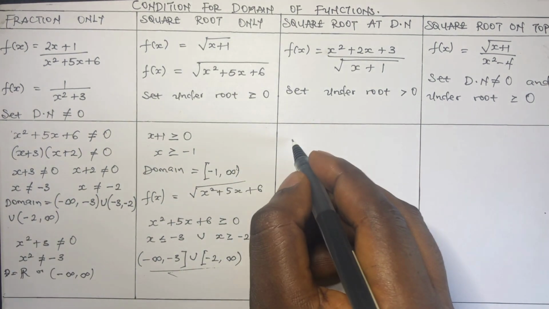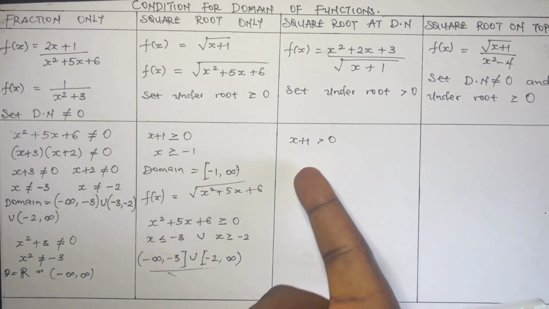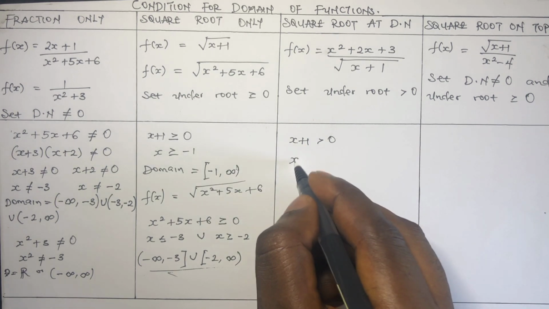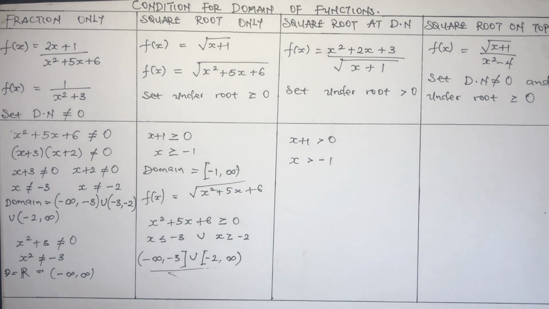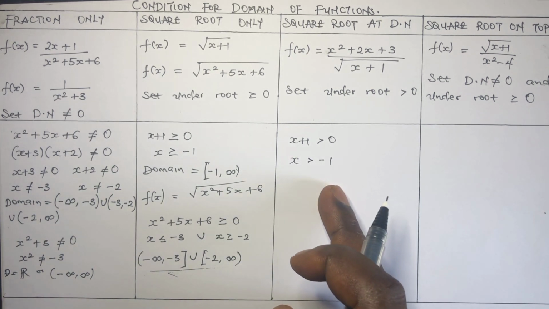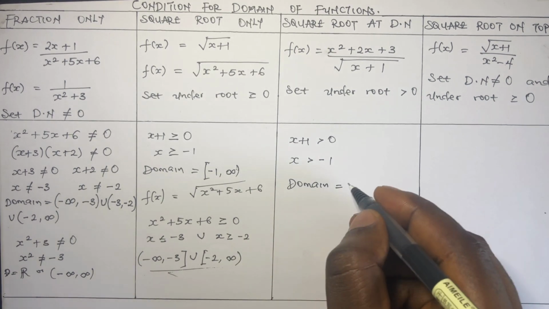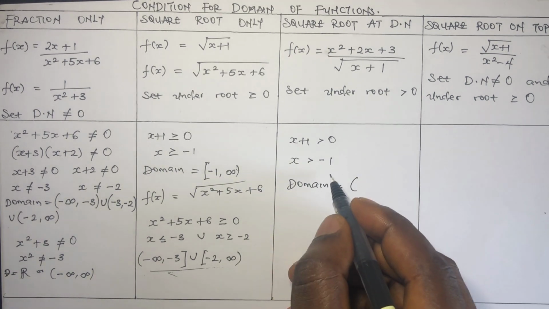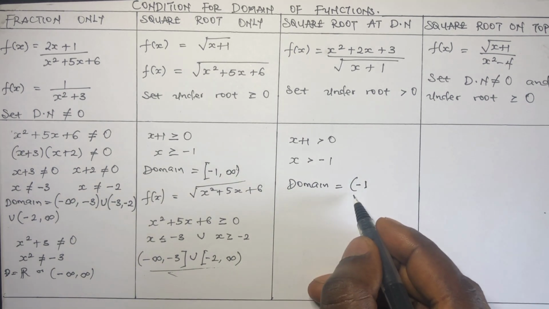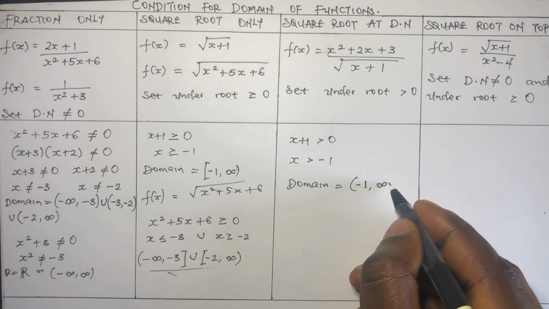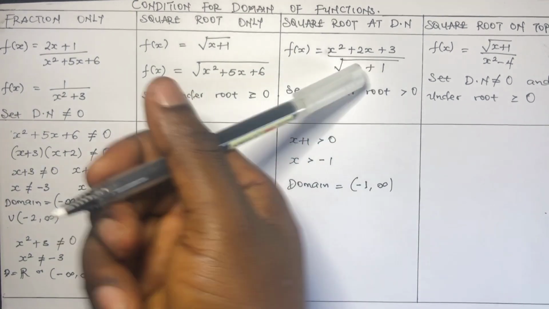So we have x plus 1 should be greater than 0. When you subtract 1 from both sides, we have x greater than negative 1. If we represent this in set notation, the domain of this function will be equal to, since x is greater than negative 1, everything from negative 1, but not including negative 1, up to positive infinity. So this is the domain of this function, right?